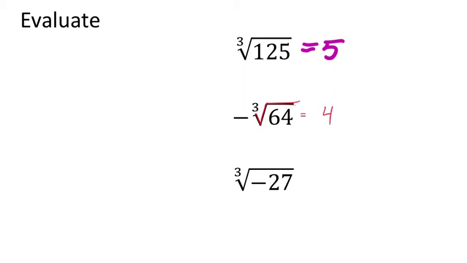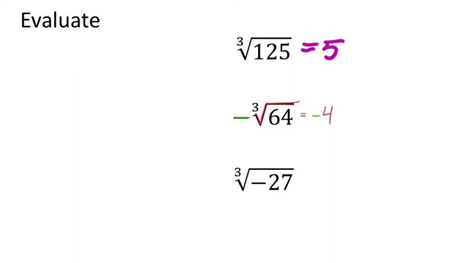So the cube root of 64 is 4, and this is where, again, we take that negative on the outside and we apply it to the 4. Okay, so we get a final answer here that is negative 4.